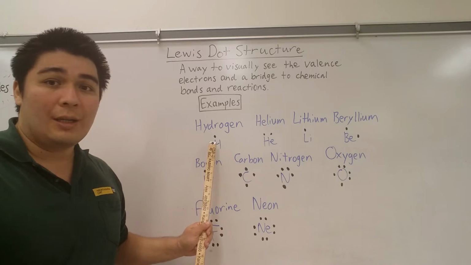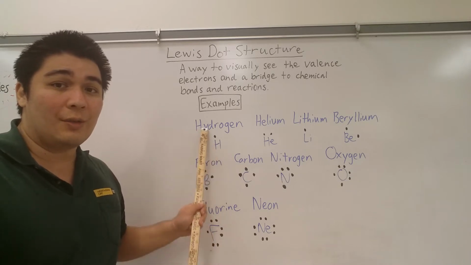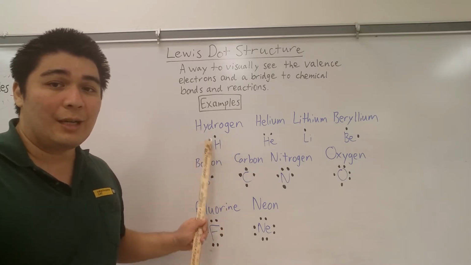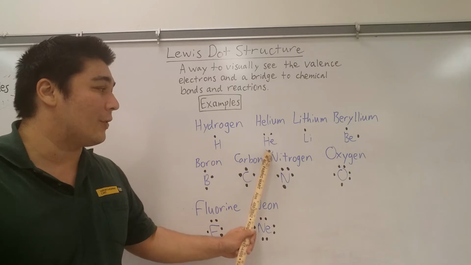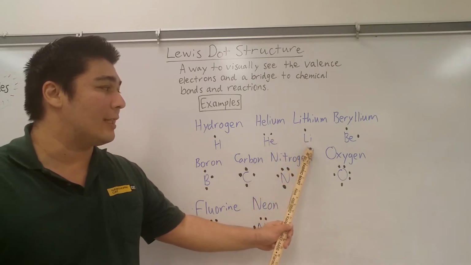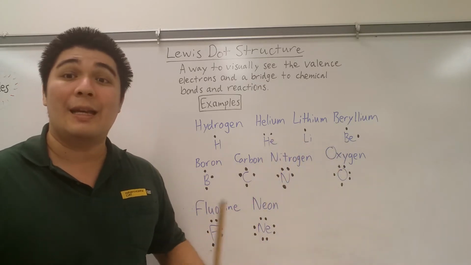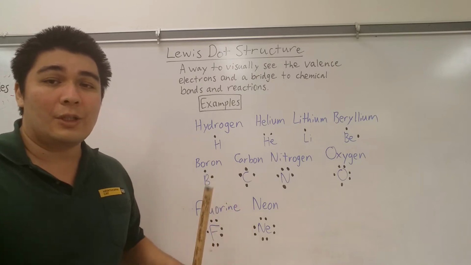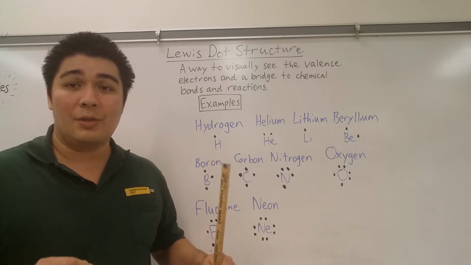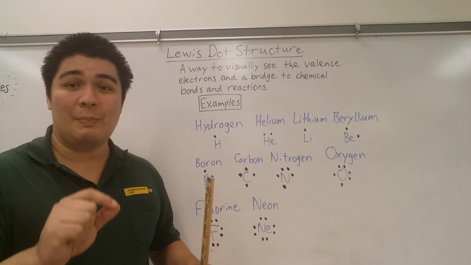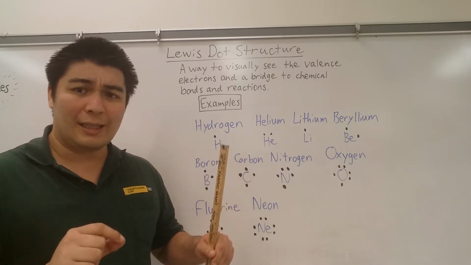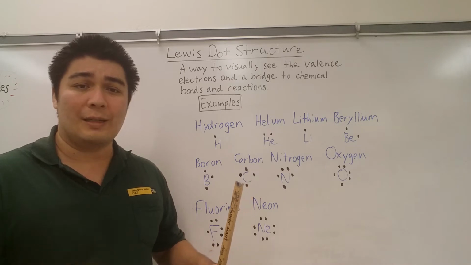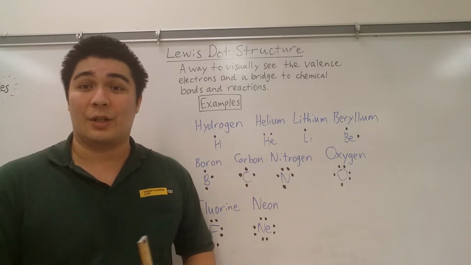So hydrogen, the first thing you do, you don't have to write this name right here, but what you do have to do is write out the chemical symbol. So that would be H for hydrogen, He for helium, lithium is Li, beryllium is Be, etc. Then you put a dot right above or right alongside the chemical symbol so that you can see how many valence electrons there are.